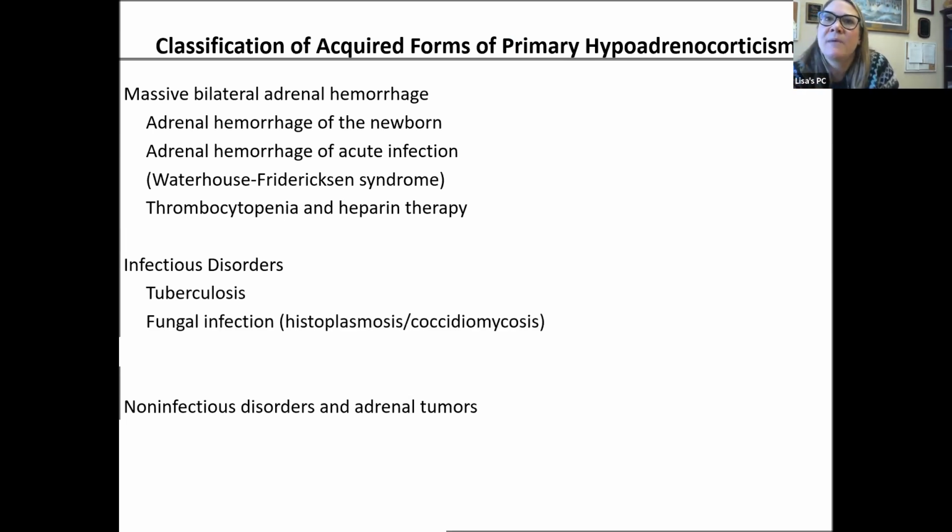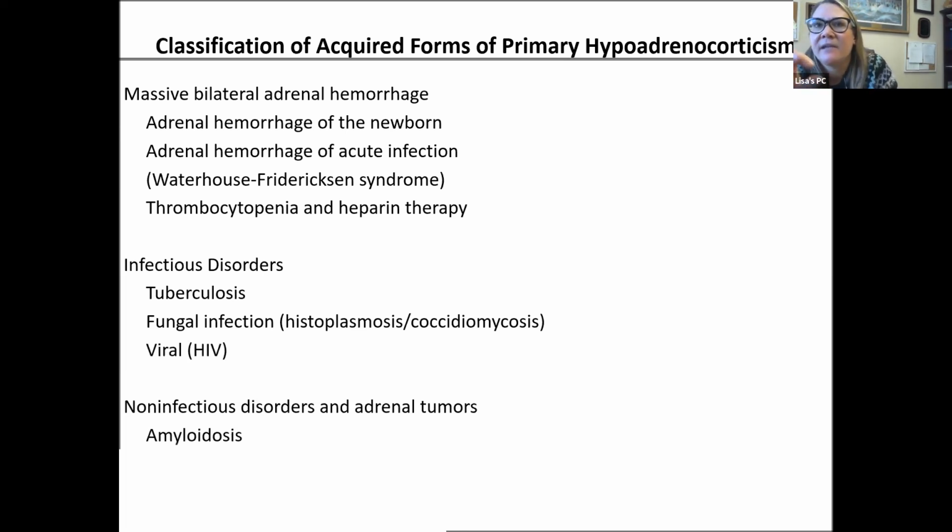From an infectious perspective, this might have been on my PEDS boards, but I can't remember where this was asked. It was like, what's the most common cause of adrenal hypofunction worldwide? And worldwide, it's actually TB. Obviously not in the US, but worldwide, it's TB.